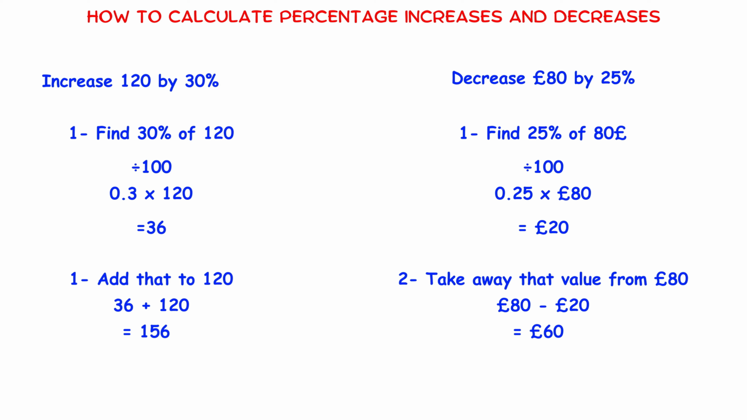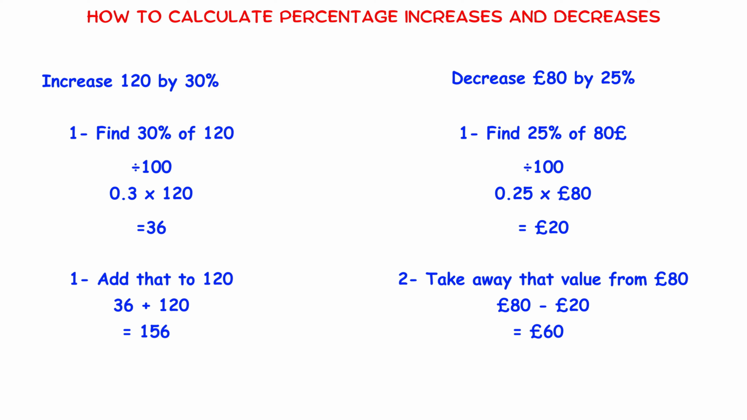In this video, though, I'm going to use the decimal technique. So I'd convert 30 to 0.3 by dividing it by 100 and then multiply that by 120 to find that 30% of 120 is 36. Then for step 2, we just add this 36 to the original of 120 to get a total of 156, which should be our final answer.